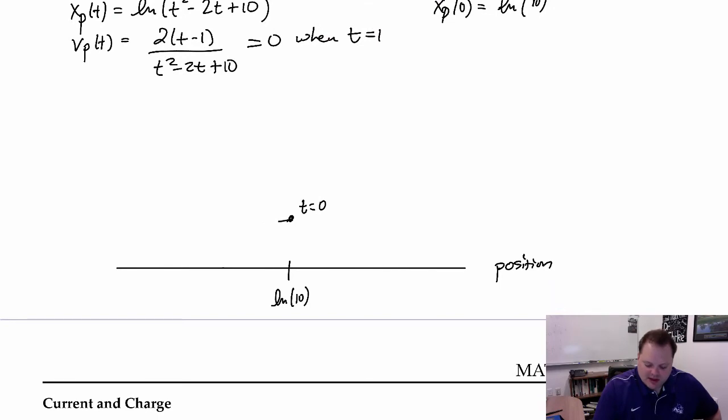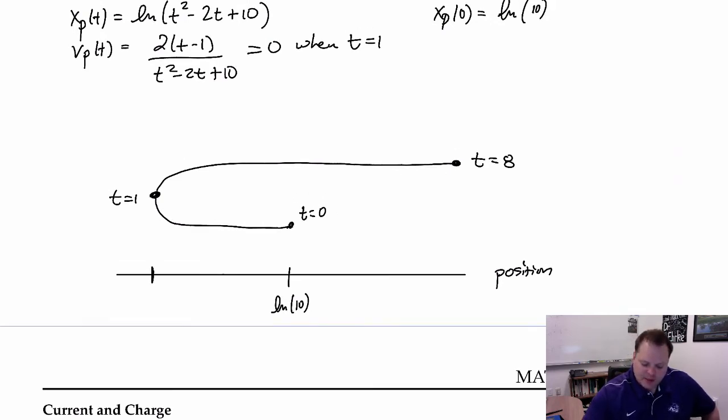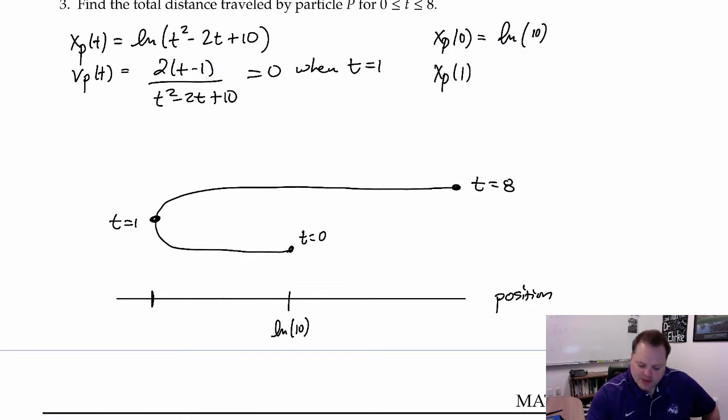So this thing's going to move to the left, and after it gets to time 1, it's going to start to move back to the right, and it's going to finish somewhere over here at time 8 to the right. So the particle moves to the left initially, then it moves back to the right. And it only has this one critical point where it changes direction. All right, so I need to figure out what is the position over here at time 1. So the position at time 1 would be the natural log of, this is 1 minus 2, which would be -1, so it's natural log of 9. So after 1 second, we're over here at natural log of 9.